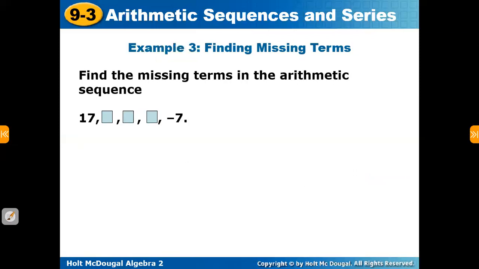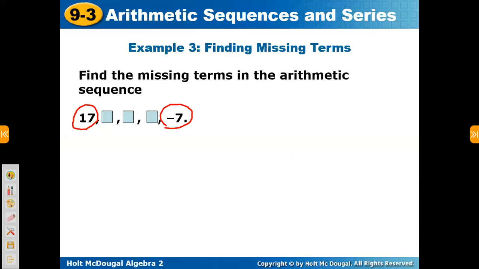Now, in this question, example 3, I have to find the missing terms. So I have a1, which is 17. I have a5, which is minus 7.